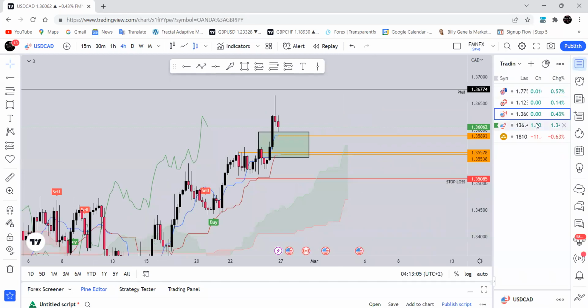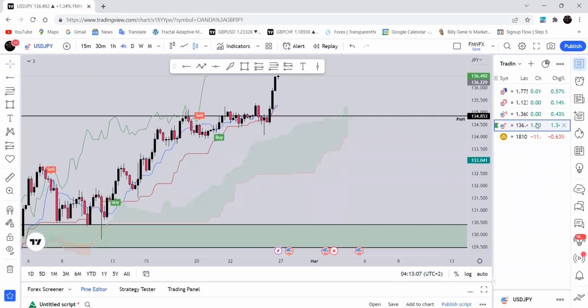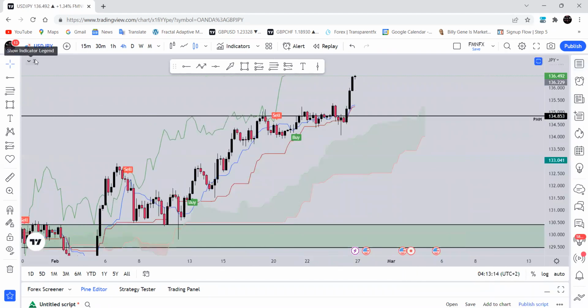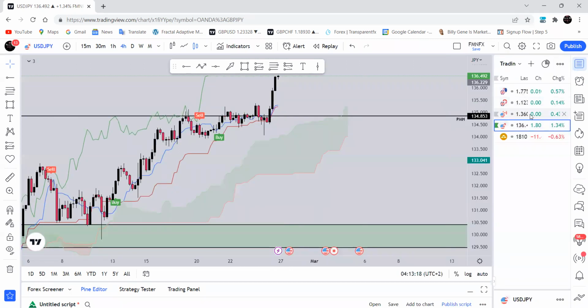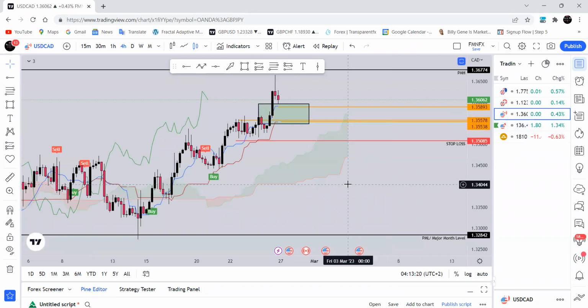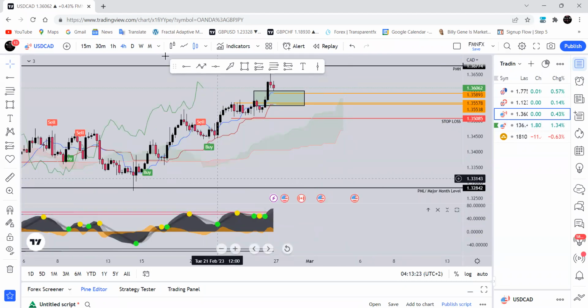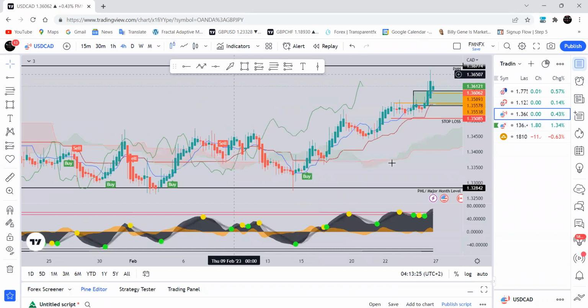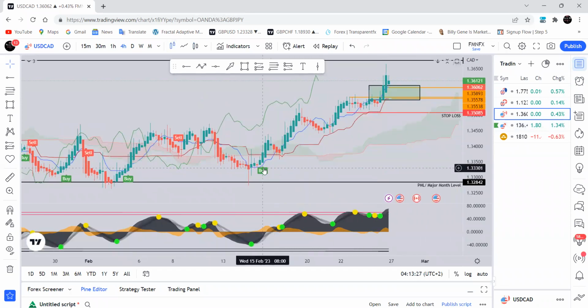It's USDCAD. Okay, we have USDJPY. All right, so let's turn off. Oh, you know what? I didn't even show you. My bad. Let's go back to USDCAD real quick. The dots. There you go. Oh my God, look at that. Like I said, it's less frequent, but more accurate.